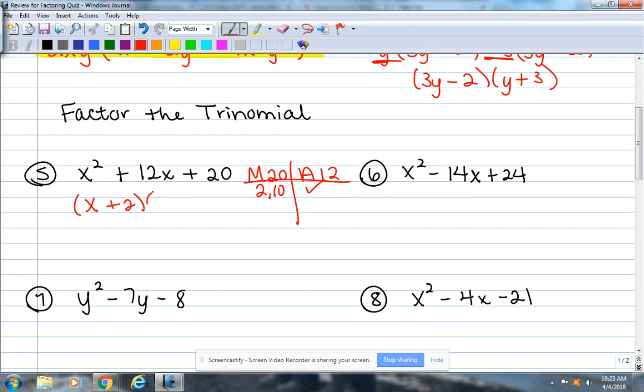X plus 2 and? Yeah. That's how you write your answers. It's two binomials with parentheses. Any questions about that? All right, let's keep going.